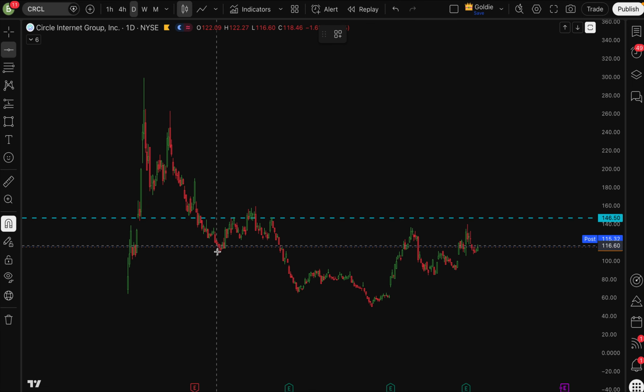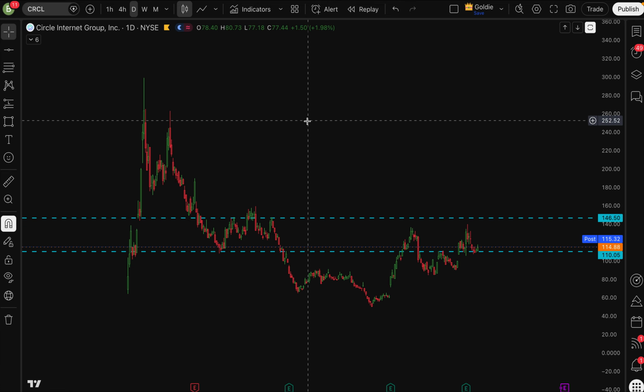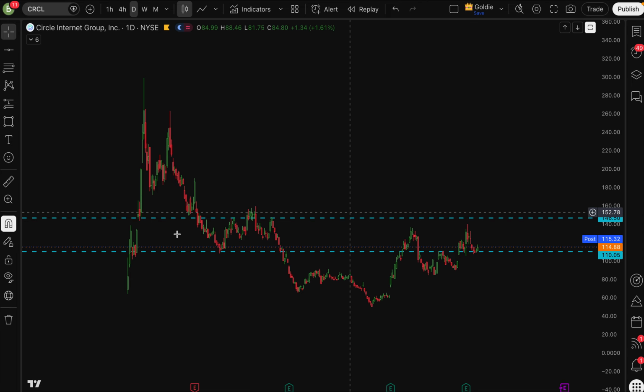So again, all these support and resistances are going to be areas, right? It's not going to be an exact point. It's going to be an area that prices stopped before. So we have this area and this area. You can kind of see that at a pretty high level.